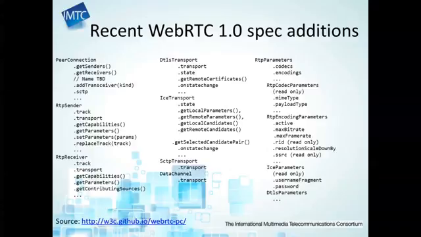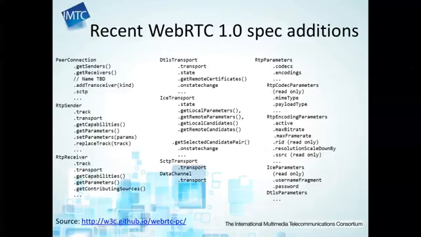We have a new method called get contributing sources for the receiver, which gives you information on the CSRCs in a conference, also the audio levels and things like that, to help you build a UI that gives you an idea who's speaking. We have the ability in the sender now to change the track. So for example, we could go from a front-facing camera to a back-facing camera with replace track.